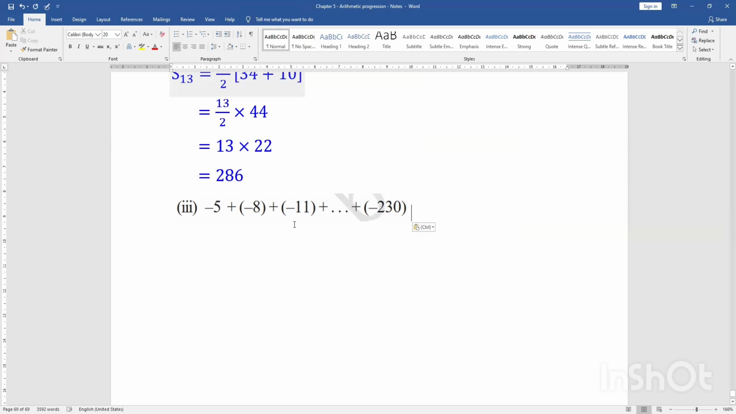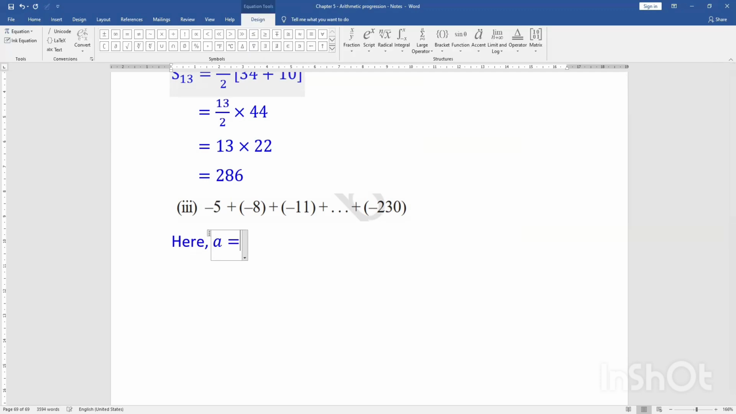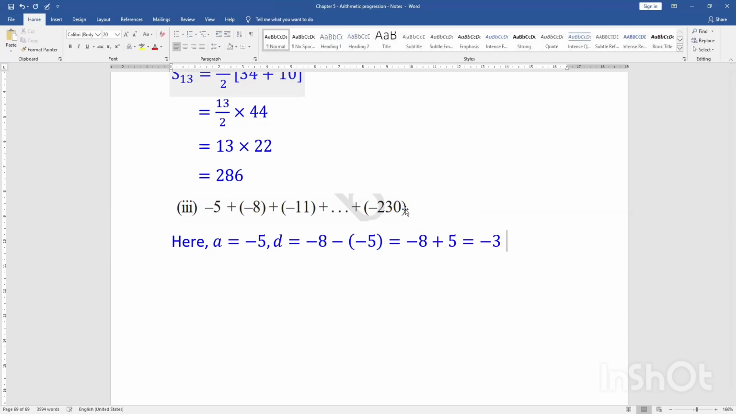-5, -8, -11, so on to -230. Now here, what is the A value? A value is -5. And what is the D value? We take the second term and the first term, that is -8 minus of -5. So note this: -8 minus of -5. Now that means -8 plus 5, that will give you -3.